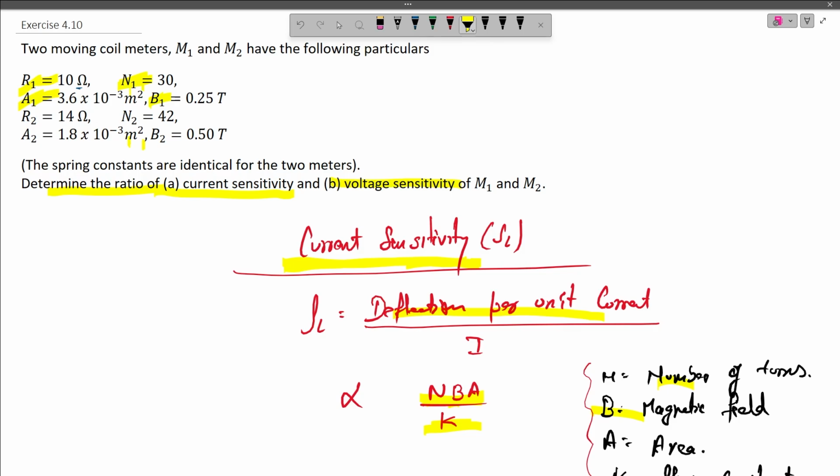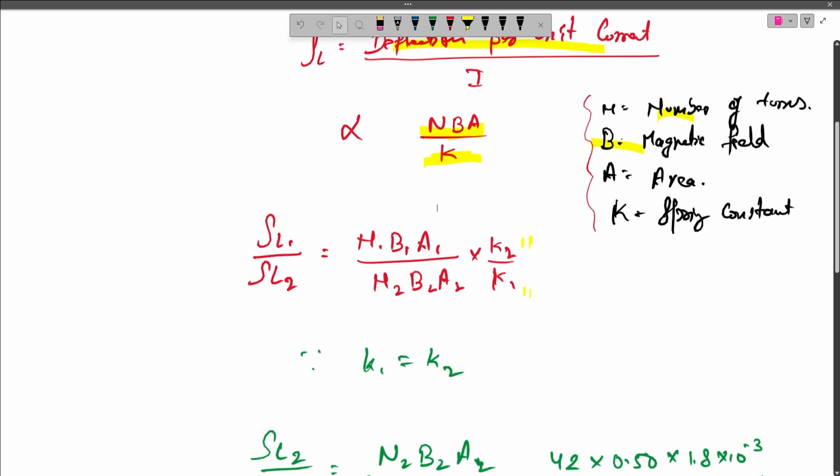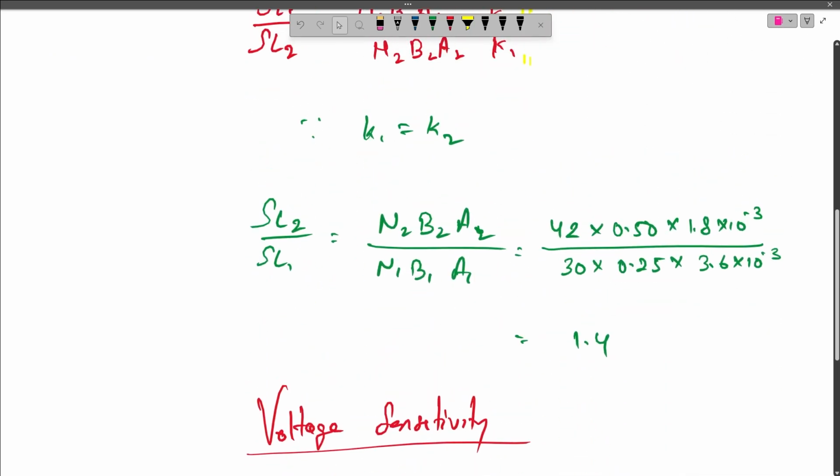Now here we have to find out the ratio of current sensitivities of the second coil versus first coil. So by dividing both the sensitivities, that is sensitivity of M2 by M1, we will get this expression N2 B2 A2 by N1 B1 A1. Now substituting the values, we will get a ratio of 1.4.